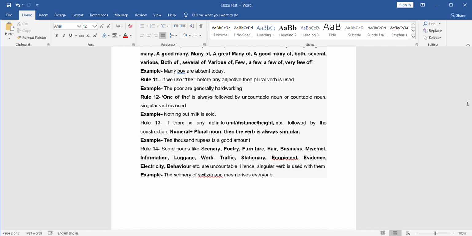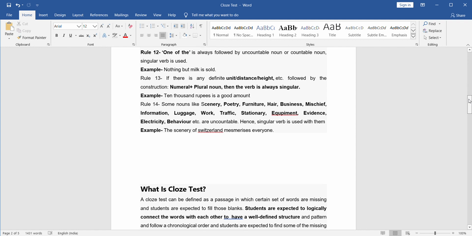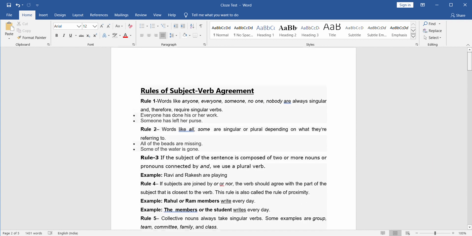Okay, that's true. If I'm saying 10,000 rupees, that is completely fine because we are talking about something unique. So this is something that I would like to repeat: stationery, poetry, furniture, hair, mischief, and all. So this is completely fine.